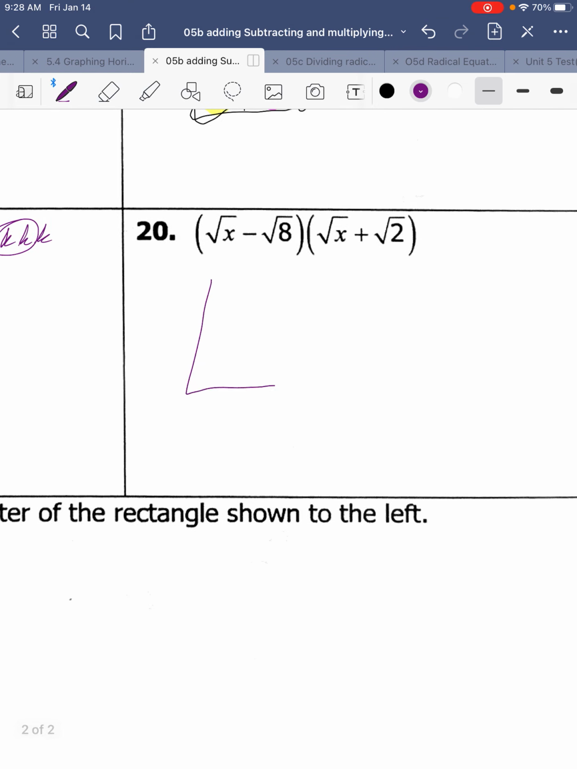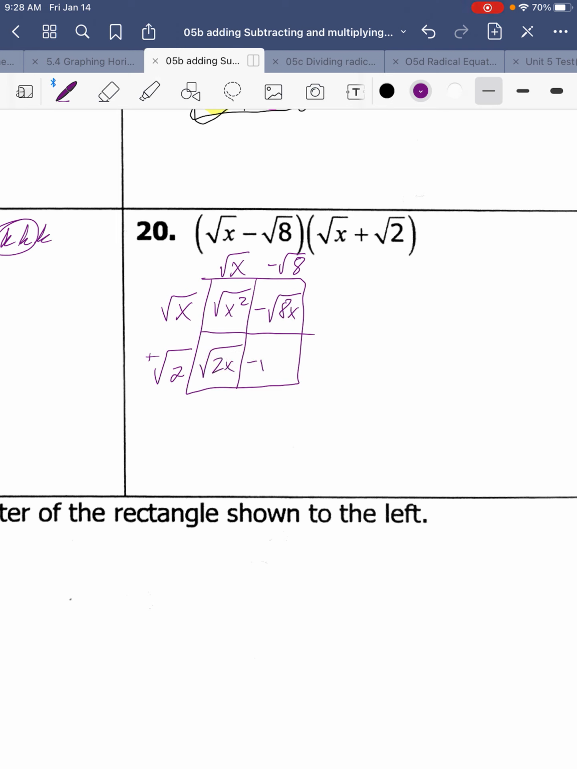All right, number 20. Let's do a Punnett Square with a binomial. You don't have to. You can do something similar to what we did on number 19, but I think it's going to be a little easier to focus. Remember, this is positive. So we have the square root of x squared, a negative square root of 8x, the square root of 2x, and the negative square root of 16.